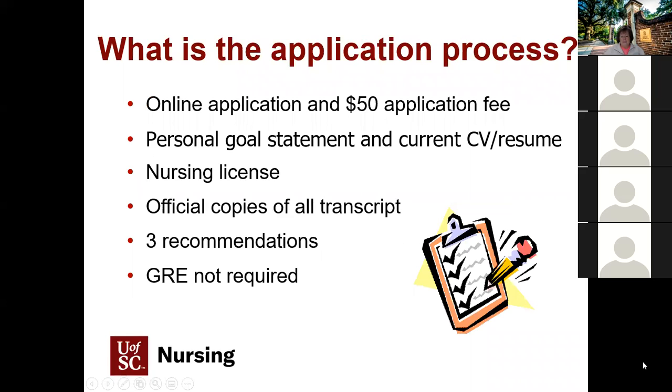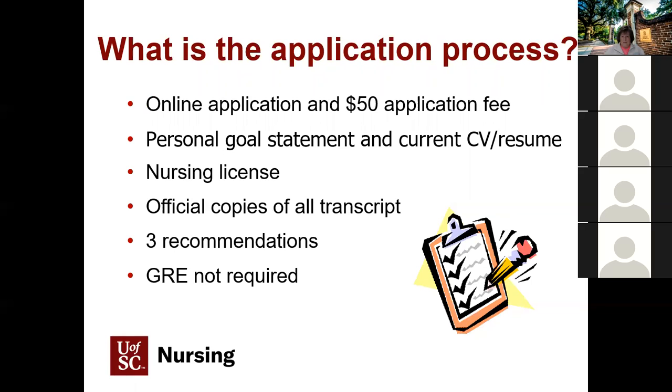All right, so what's the application process? Anyone who's interested in the program must submit an online application to the graduate school. The application must include a goal statement and a current copy of your CV or resume, as well as a copy of your nursing license. The goal statement will have a prompt which will ask you to describe the role of the nurse practitioner program that you're applying for, and describe how the program fits in with your career goals.